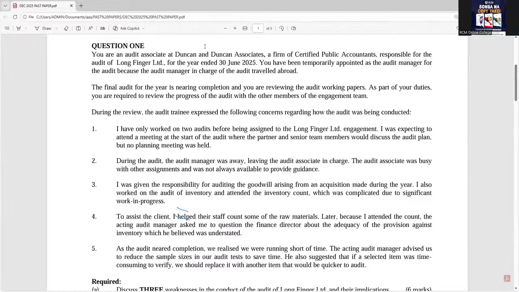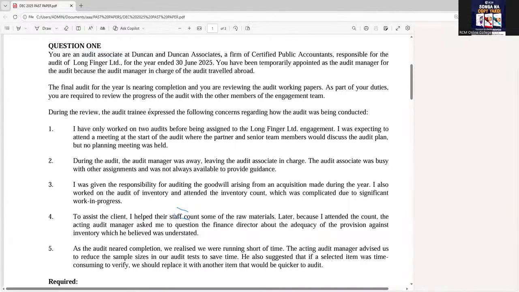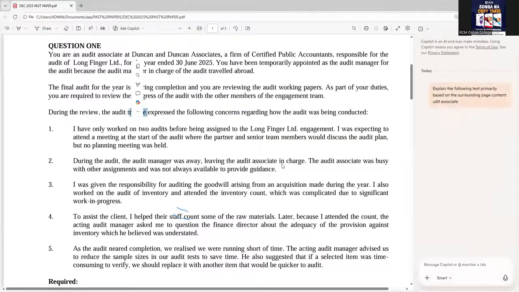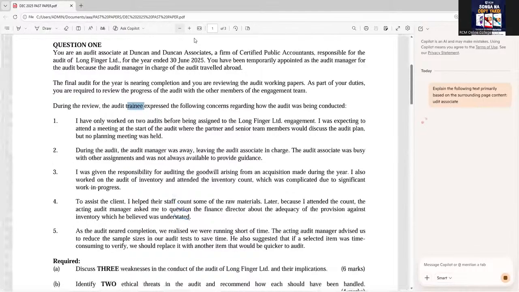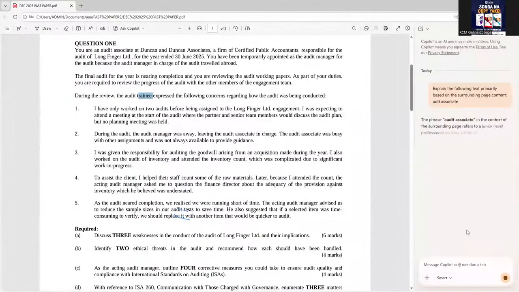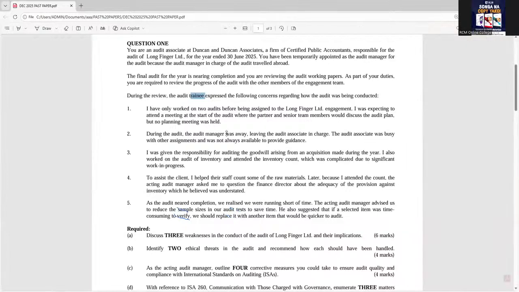So on this point of delegation, you can say that the delegation was actually poor because this work was left to inexperienced staff. You can see the audit manager has left it to an audit associate, then the audit associate has left it to the audit trainee. This one is someone who doesn't have the relevant experience and expertise to conduct this kind of audit. And therefore there will actually be a challenge.